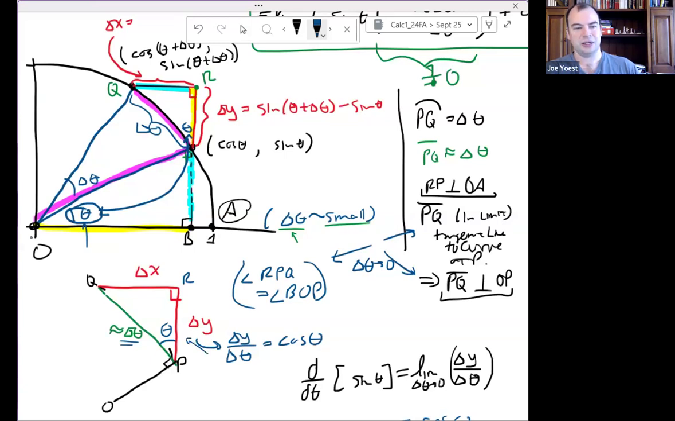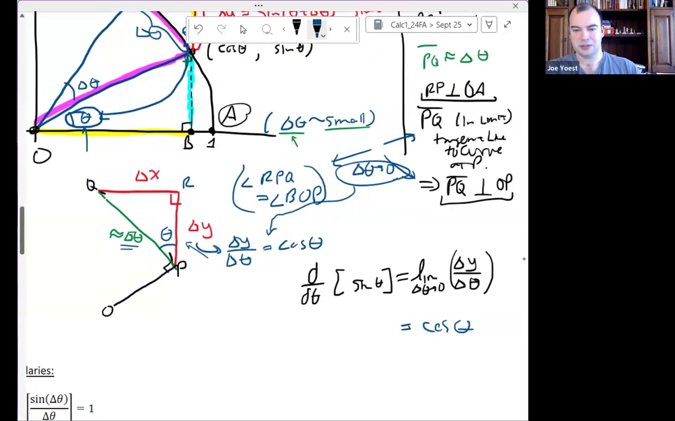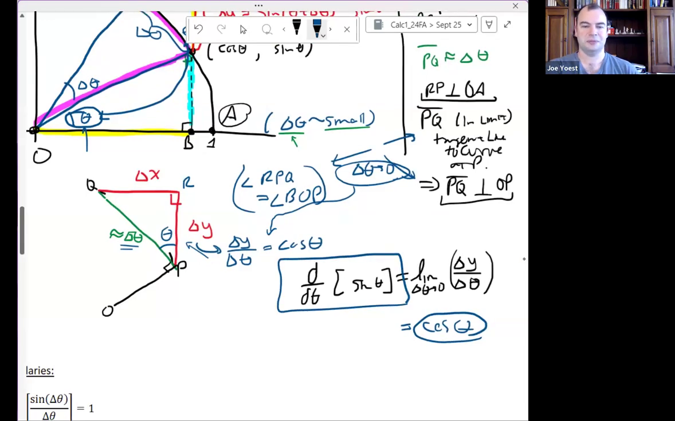And that's really where we came down here and said, okay, what is dy d theta, delta y over delta theta, geometrically speaking? And geometrically speaking, we see that that's cosine theta, because cosine theta is the adjacent over the hypotenuse. And this is, again, in the limit as delta theta goes to 0. So this has to be cos theta from this geometric argument.